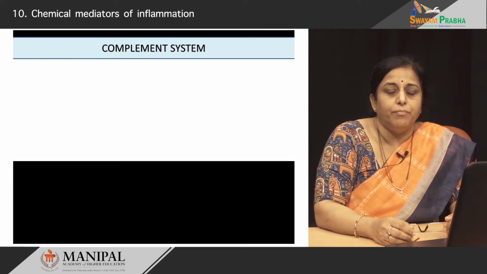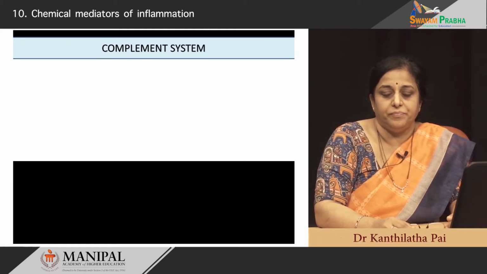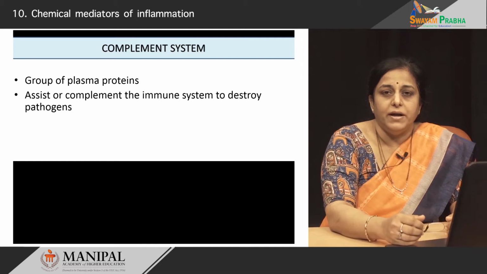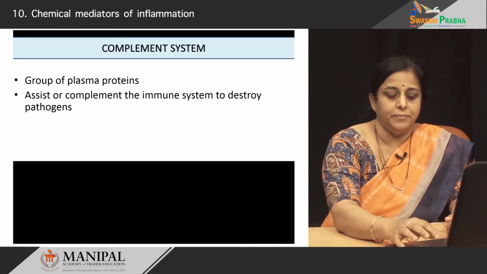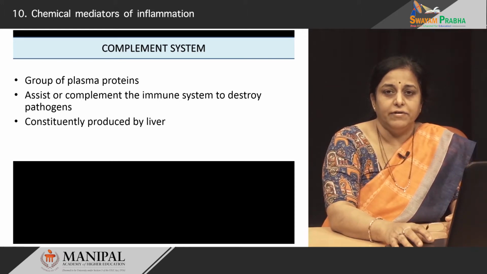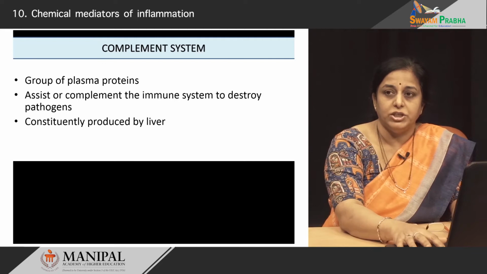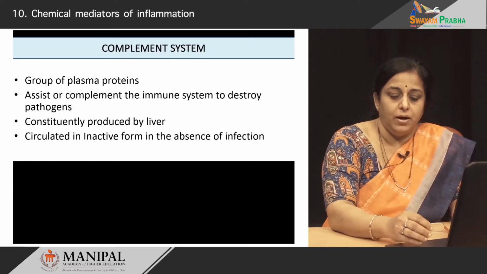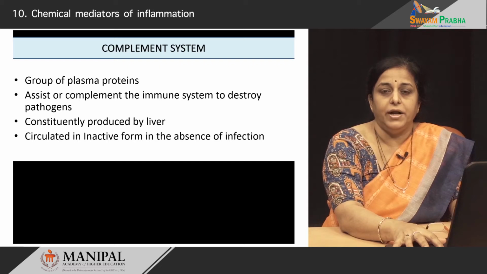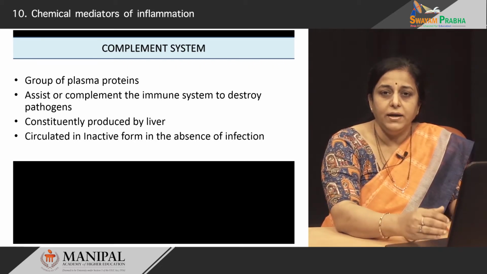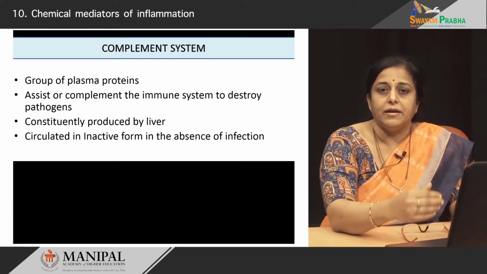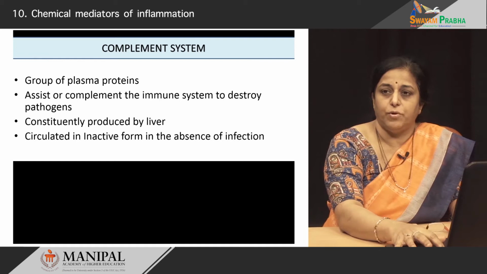So, next we learn about a very important group of chemical mediators, that is the complement system. Now, the complement system is a group of plasma proteins, and as the name says, they complement or assist the immune system to destroy the bacteria or the pathogens. These are produced in the liver. Most of the plasma-derived mediators that are involved in inflammation are produced in the liver and released into the circulation. Normally these complements are in an inactive form. In the absence of inflammation, they are in an inactive form. But once an infection occurs, they get activated, and then it results in a cascade. One gets activated, activates the other. So, a series of complement proteins get activated in inflammation and are responsible for various effects of the inflammatory response.